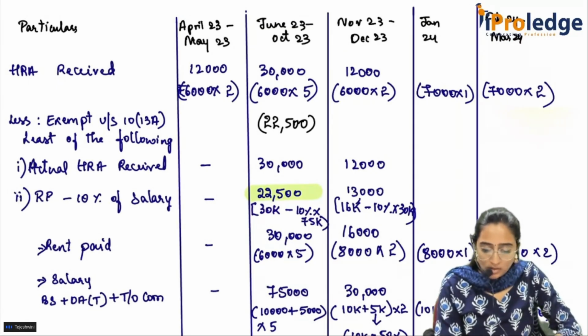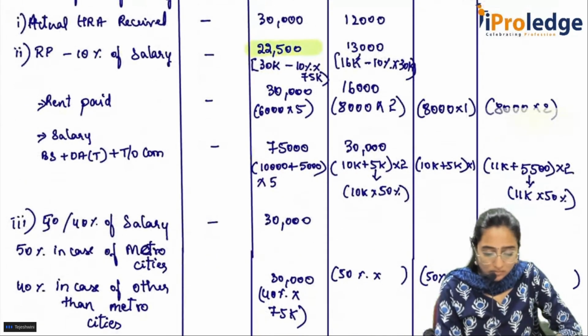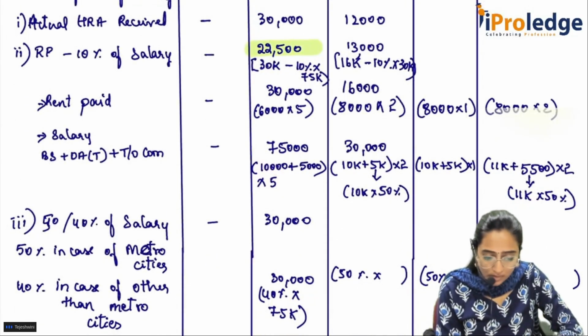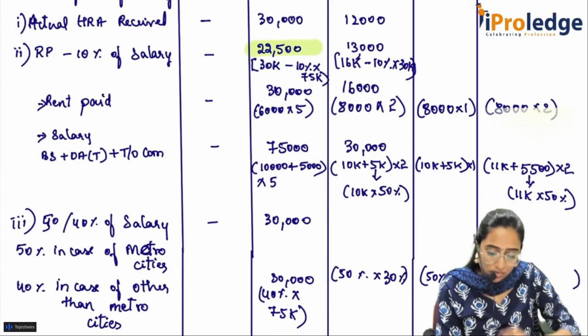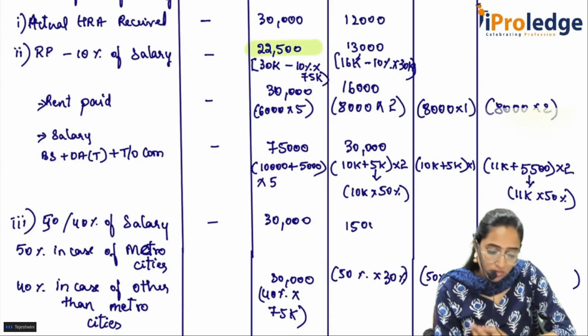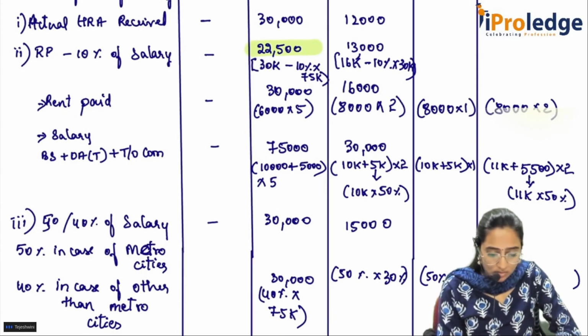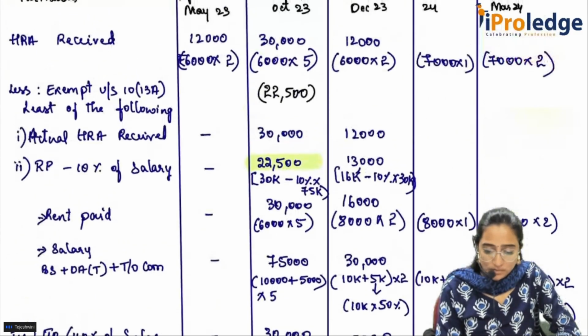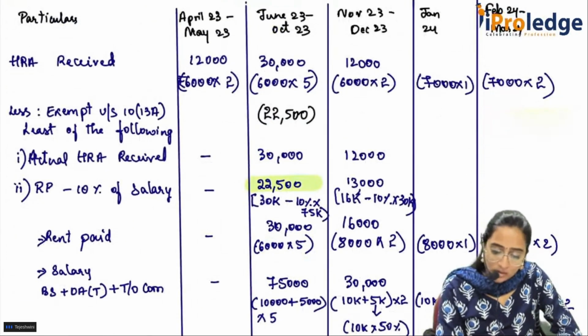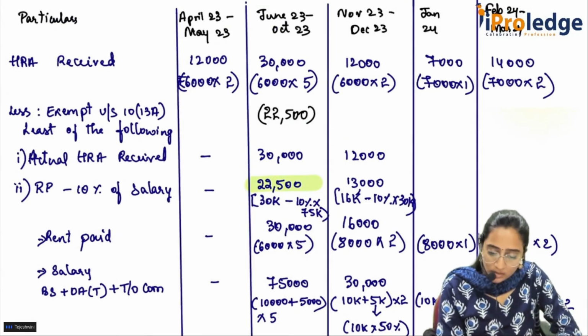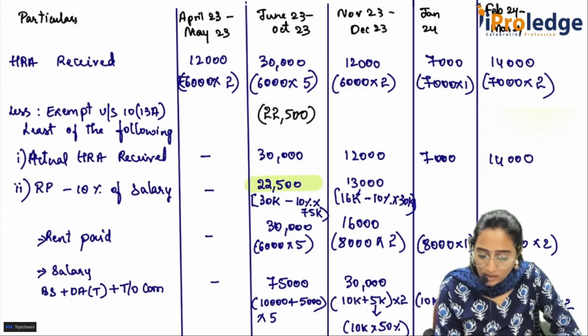Everyone. Now 50% of 30,000 would lead to 15,000. Clear. This is going to be 7,000 and this is going to be 14,000. Rent paid, 8 into 1, 8,000. This is 16,000.